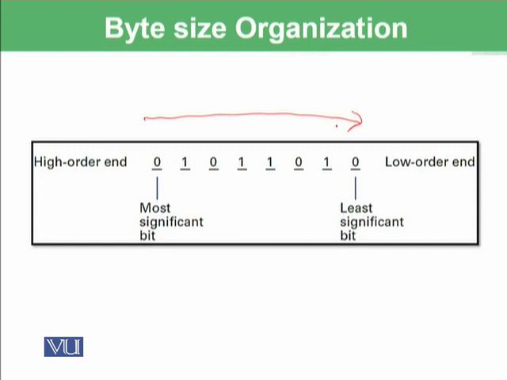If we look at the byte organization, we write a byte from left to right. On the left side we have the most significant bit, the high-order end, and on the right side we have the low-order end or least significant bit. It is similar to how we store data in decimal. For example, when you say 2100, this 2 is the most significant digit in decimal because it is representing 2000. Similarly, in this bit pattern, the leftmost bit is known as the most significant bit.